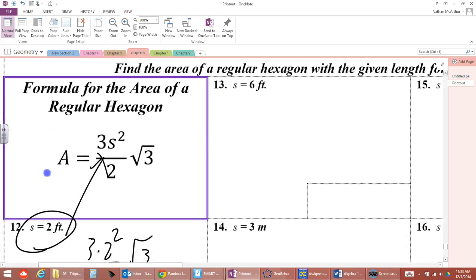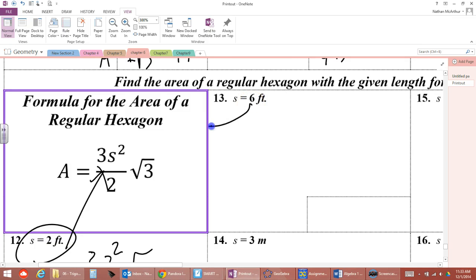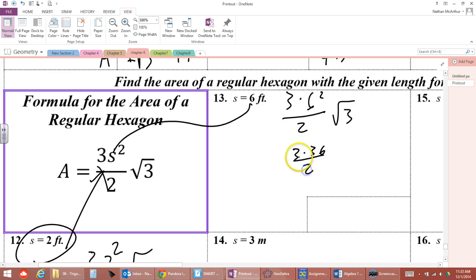For the hexagon, same process. I'm going to do this for number 6. I take the 6, I plug it in right there, and I get 3 times 6 squared over 2 root 3. Well, 6 squared is 36, so I take 3 times 36 over 2. 3 times 36 is 108 over 2 root 3. 108 divided by 2 is 54, so it's 54 root 3 feet squared. That's my final answer. All right, so that gives you an idea for how to do those two parts of the homework.